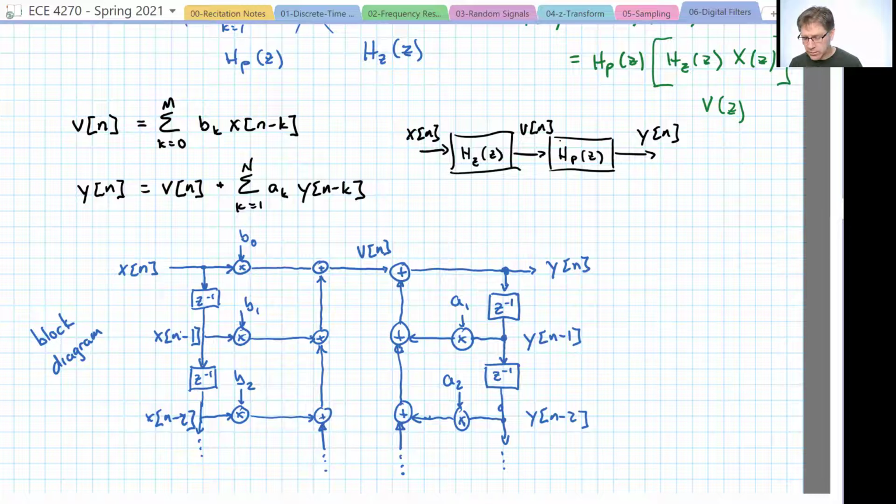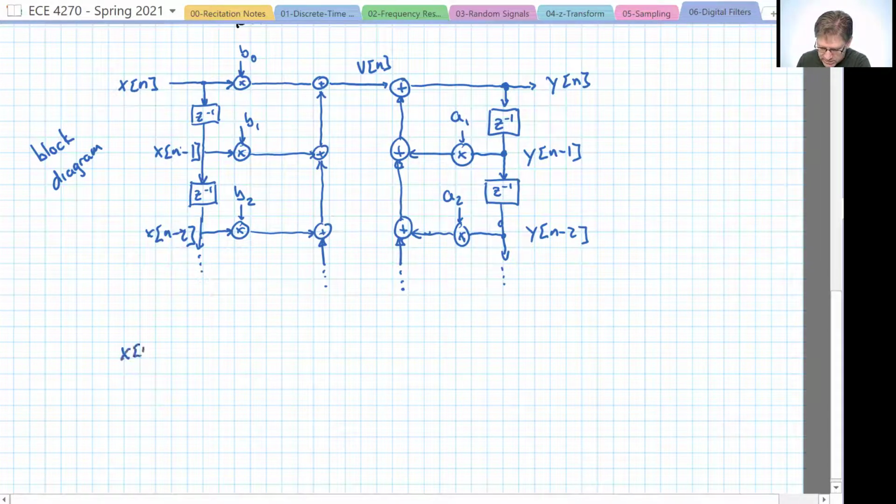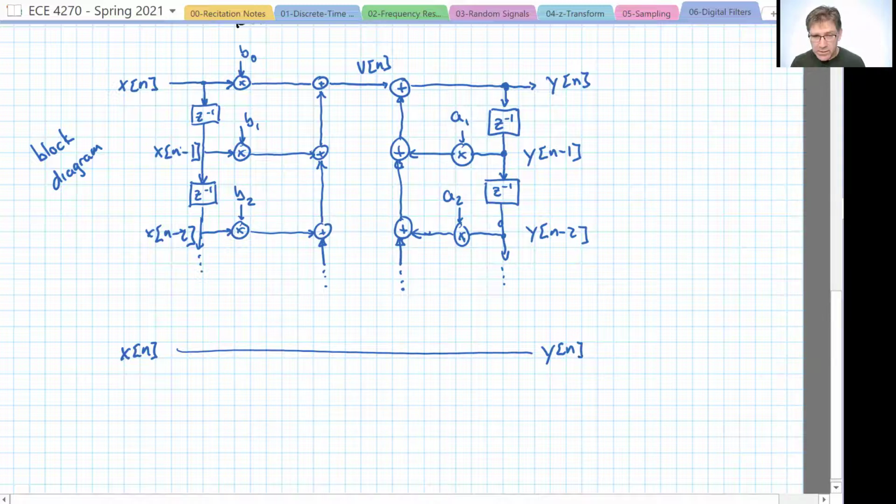Once again, no fancy insight, but this other method is called a signal flow graph, and it does essentially the same thing, but instead we just say x of n comes in here, y of n on the way out. Anytime we have a multiplication, we just put an arrow in the middle of the line.